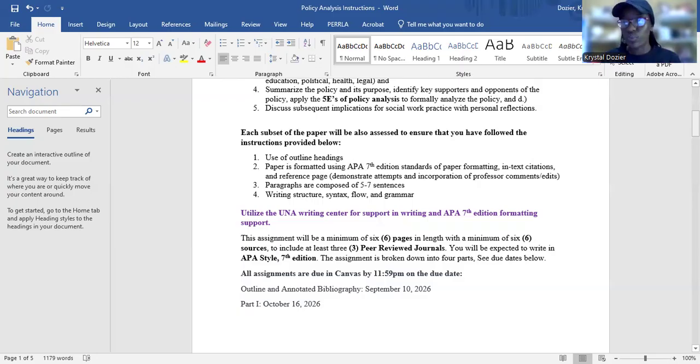The writing structure is important. Syntax, flow, as well as grammar is important. Take time to utilize the Writing Center for support. If you have a draft that you want me to look over, or if you want to meet one-on-one during our office hours or any other time that works for you, let me know so we can schedule some time. I am toying around with the idea of offering maybe a Friday writing class.